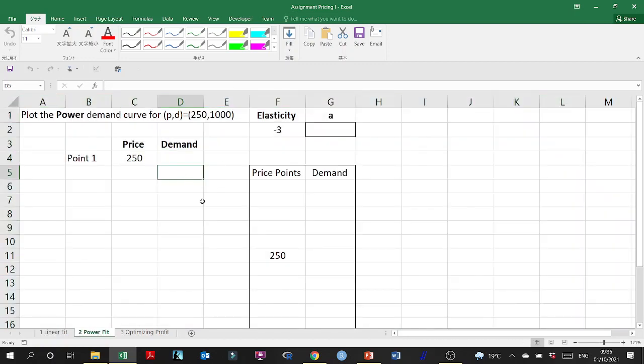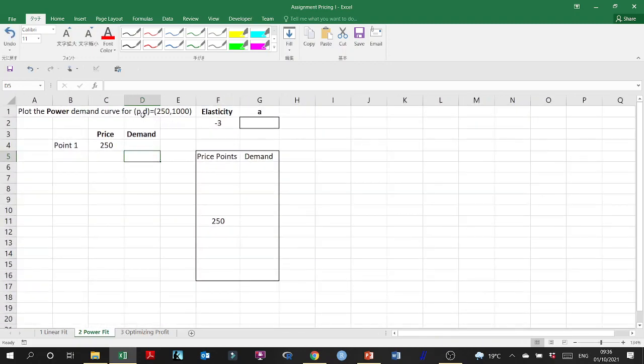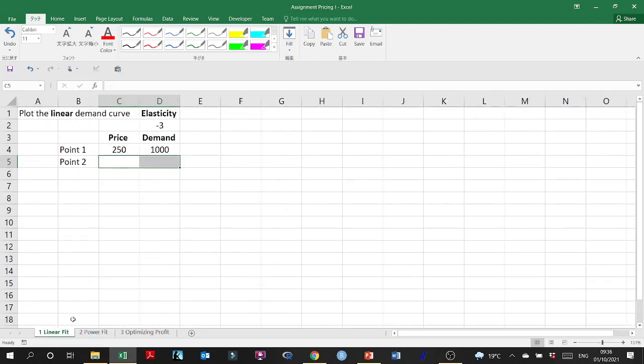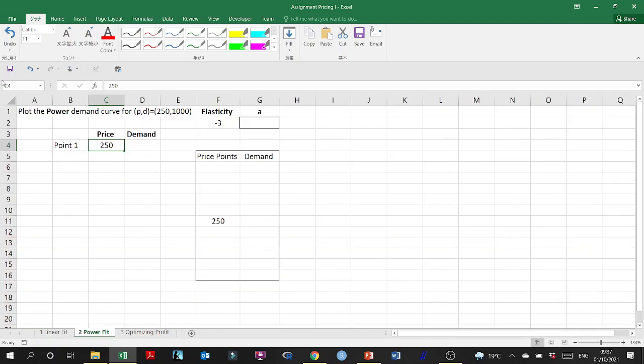The second sheet has the power demand curve. Over here you have this point, 250 for price and 1,000 for demand, just like the previous example. Elasticity is -3, and I also added for you the A over here, and I named it for you. I didn't name price for you here, so you probably need to name price by adding price here, and name demand by adding demand here, and name elasticity by adding elasticity here.